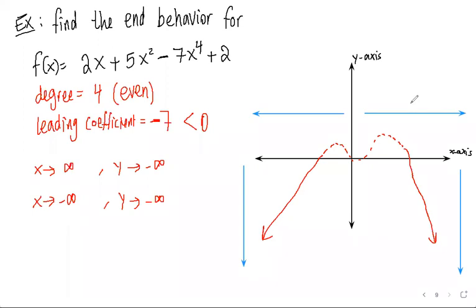Okay, this is the end behavior. Now we have to know how to graph any polynomial function. The end behavior will help me graph any polynomial function. So now let's go to graphing the polynomial.